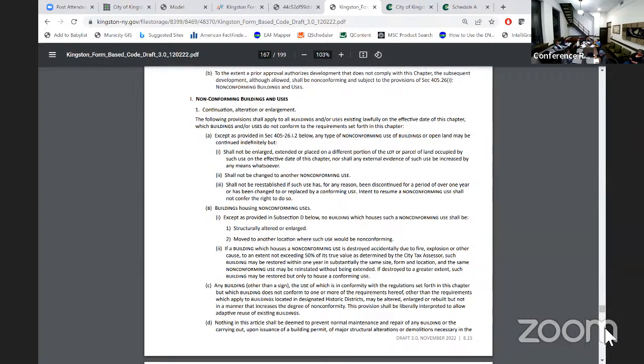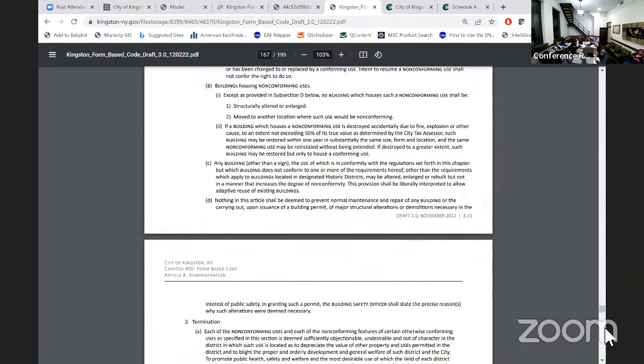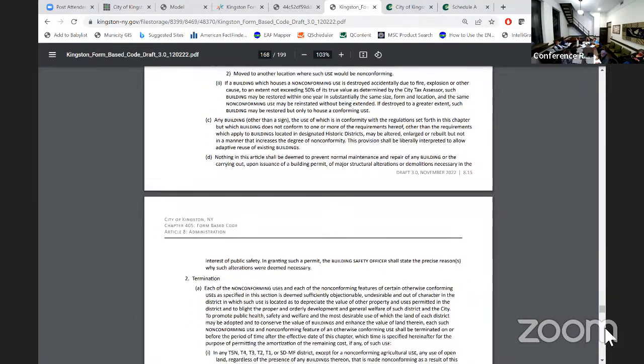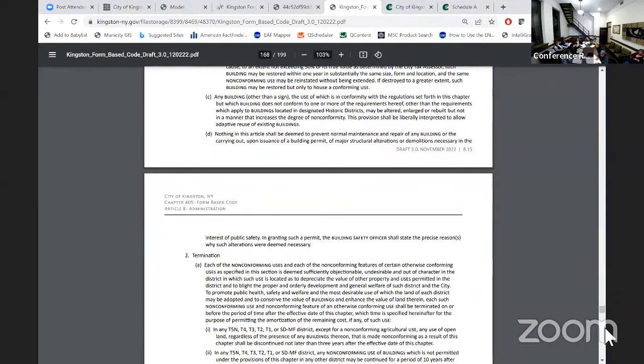On the next page, 8.16, under, in the spirit, let's see, I just think the word termination. Provision shall be interpreted to allow the effect. Yeah, there you go. Take liberally out.